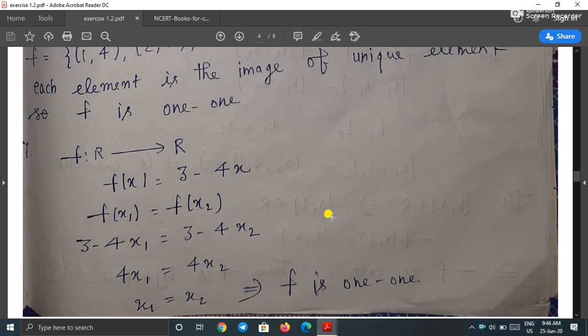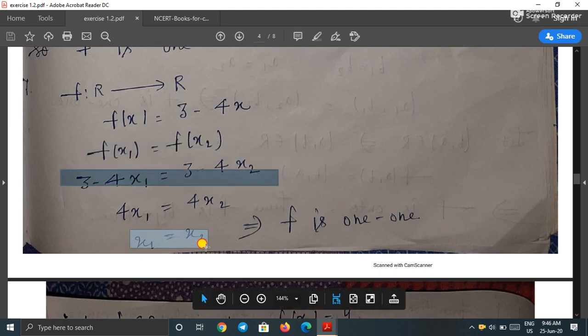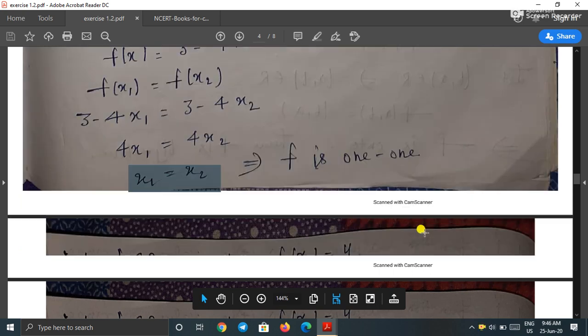Now let us define the next function on the set of real numbers: f of x is equal to 3 minus 4x. To show the injectivity, let us take two real numbers x1 and x2 which have the same images. So f of x1 is equal to f of x2. Apply the definition of f: 3 minus 4x1 is equal to 3 minus 4x2. After some simplification, we get x1 is equal to x2. This means if the images are the same, then the points must be the same. This shows that the function f is 1-1.